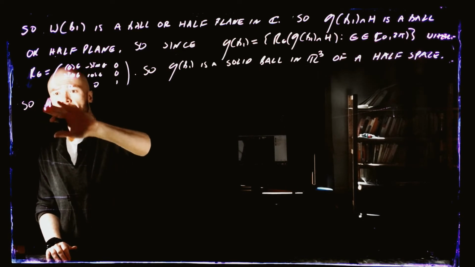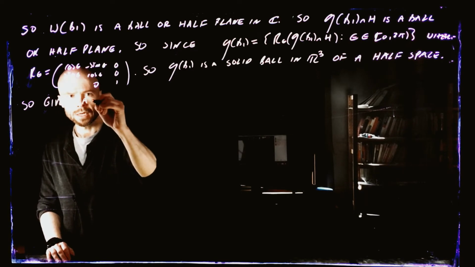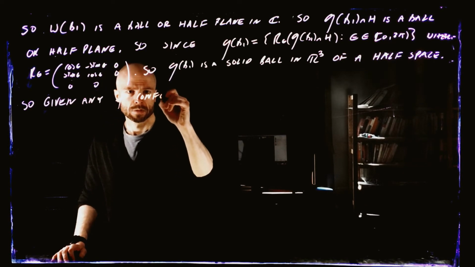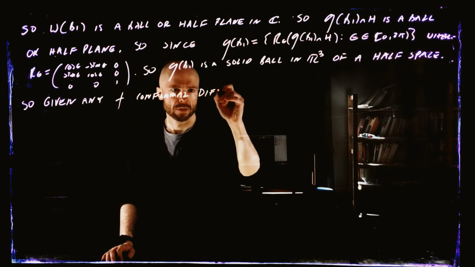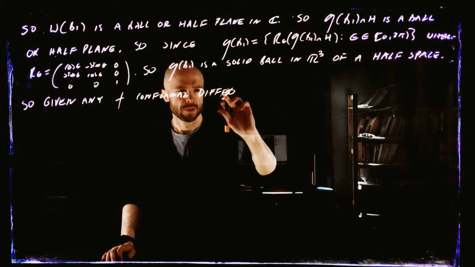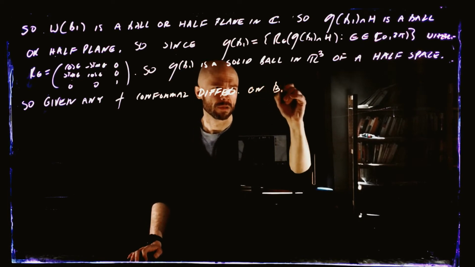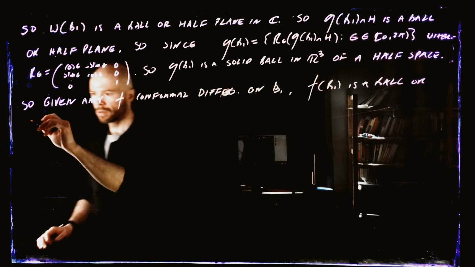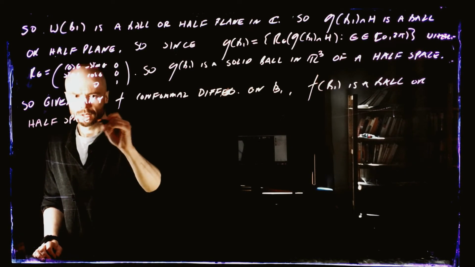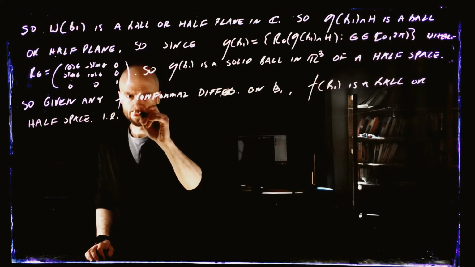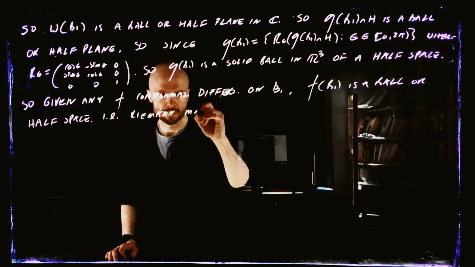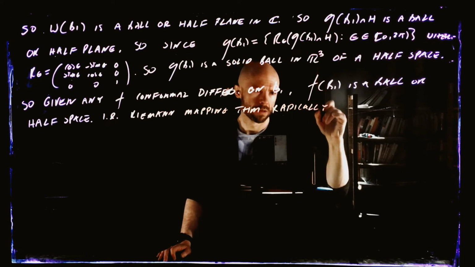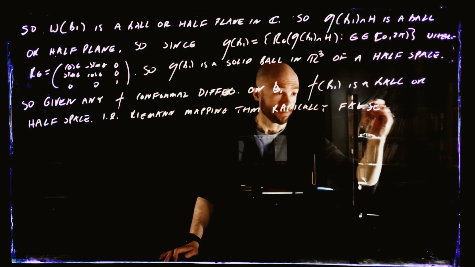So given any conformal diffeomorphic mapping F, the image of the unit ball is a ball or half plane or half space, i.e. the Riemann mapping theorem is radically false. And quasi-regular mappings in the limit are quasi-conformal mappings.